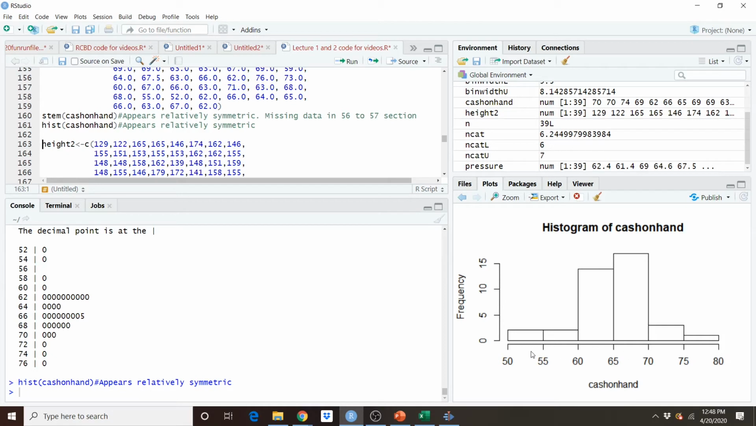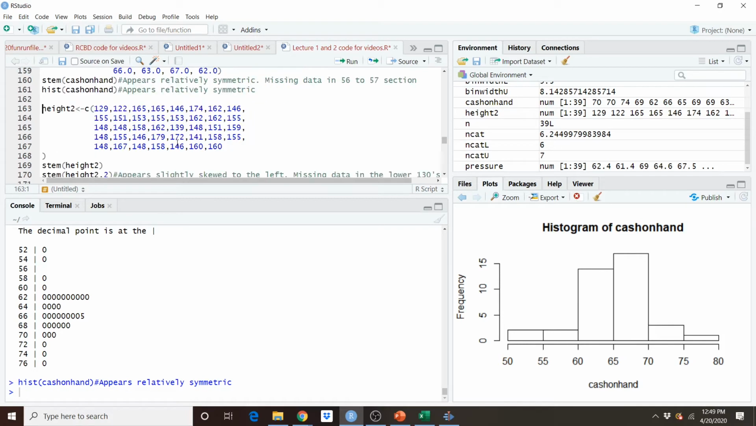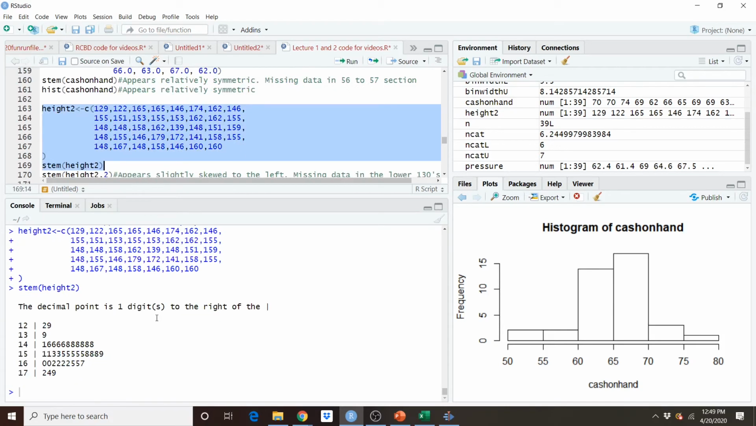Now, this is because our histogram, recall, does not retain the data like our stem and leaf plot does. We simply have counts of how many observations fall within each bin. Let's take a look at our height data. Well, when we run our height data and take our original stem and leaf plot, notice we can still see that our minimum is 122, our maximum is 179, but it's hard to tell what the shape of this data is because we only have 6 stems.